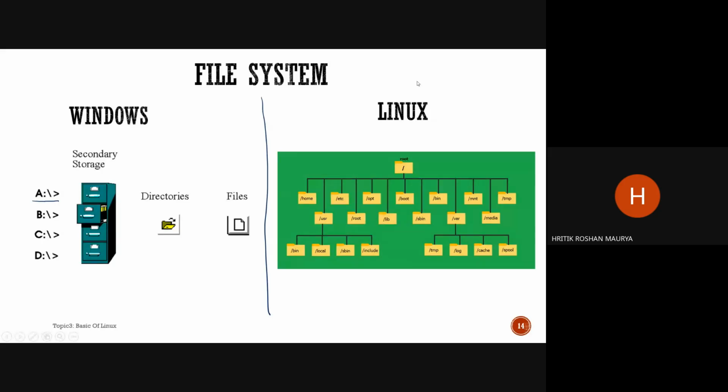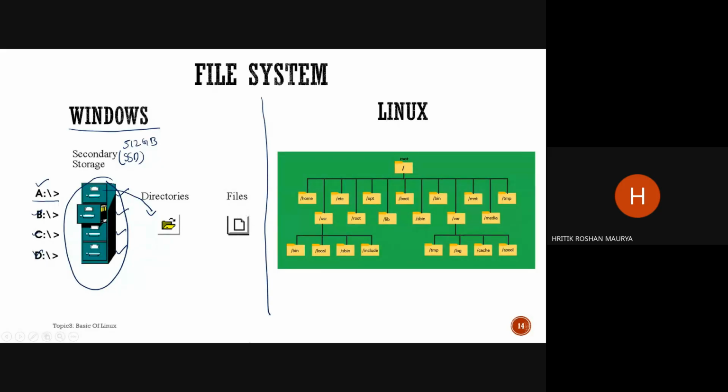Anyway, in Windows what happens? Your hard drive, which is your secondary storage, you can say SSD. Usually it is 512 GB. In my case, it is 512 GB. It is divided into different partitions: partition 1, partition 2, partition 3, partition 4. And these are known as A, B, C, D. In each partition, there are some directories and files.